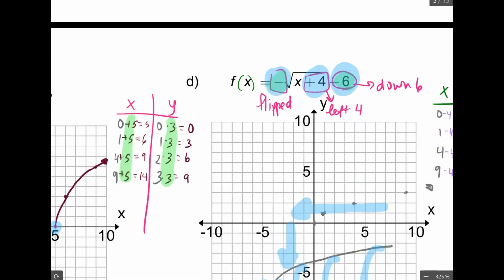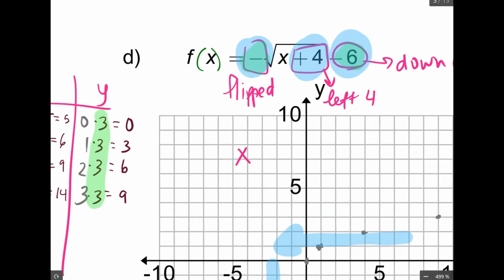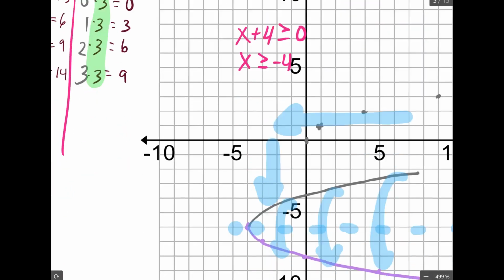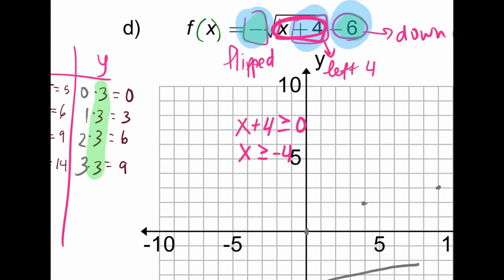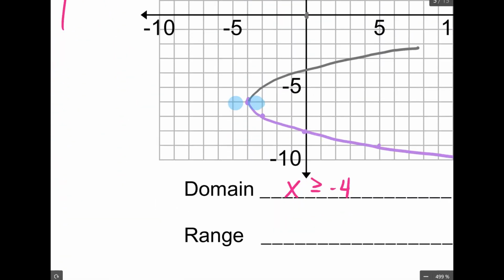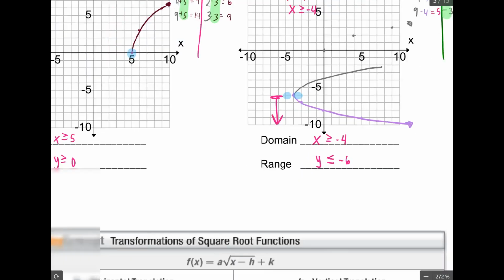Okay, so if I want the domain, I set x plus 4 greater than or equal to 0, so I'm just taking the inside part. Solve for x, so x is greater than or equal to negative 4. Is that true? It is. Check it out. Here's my x value at negative 4, then everything is to the right of it. But what about my y? I am down 6, but that's the highest. So y is going to be less than or equal to negative 6 because it's everything less than negative 6.